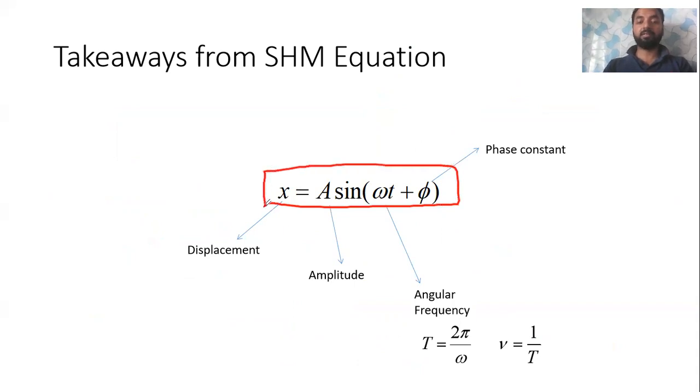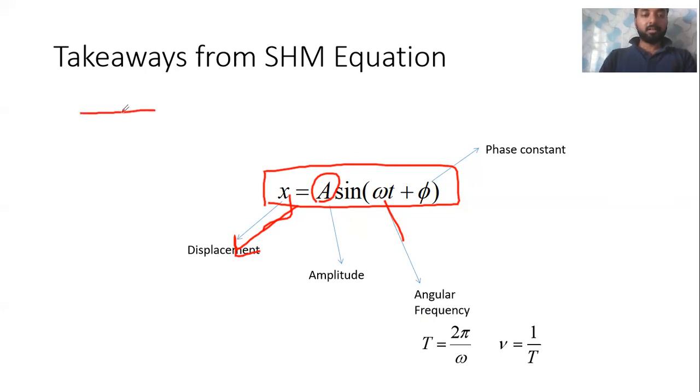Now x is your a sin omega t plus phi. X is displacement. This is your instantaneous displacement. A is your amplitude. What is amplitude? The maximum displacement from mean position of an object is called your amplitude. What is omega? Angular frequency.